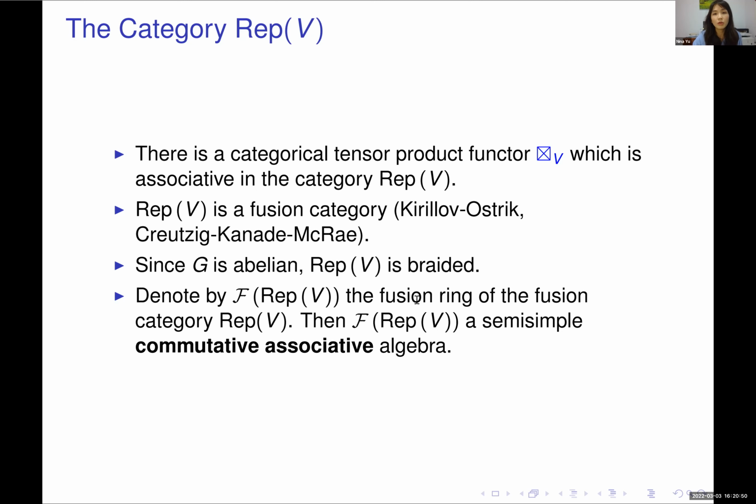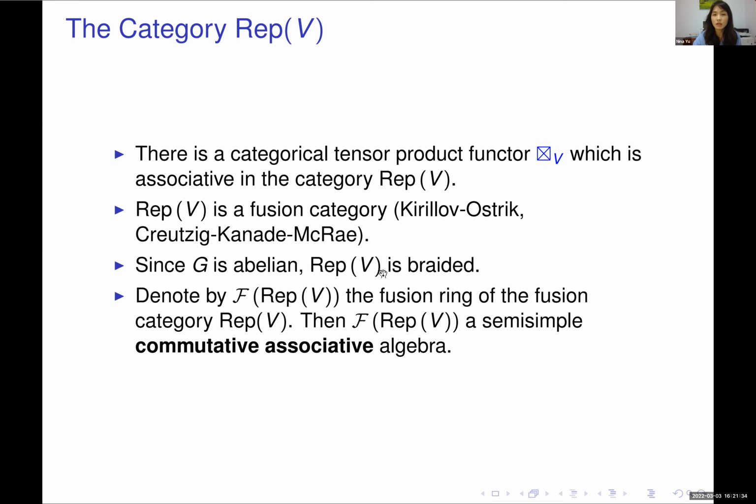And it was proved that, first, it's obvious that there is a categorical tensor product functor, which is associative in this category. So if you consider this category, there is this tensor product functor, and it is already associative in the sense of the category. And this result is from this paper. So this Rep V is a fusion category. And the third thing, if we notice here, we are considering the case that G is an abelian group. So you see that Rep V is also braided. So we have this Rep V, which is a braided fusion category.